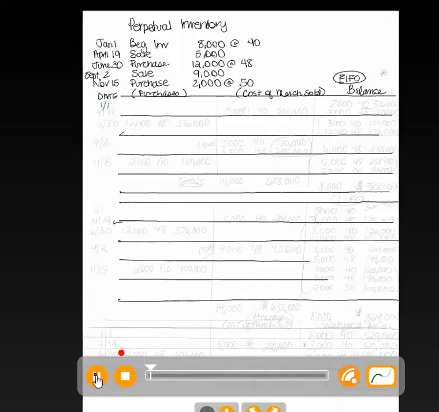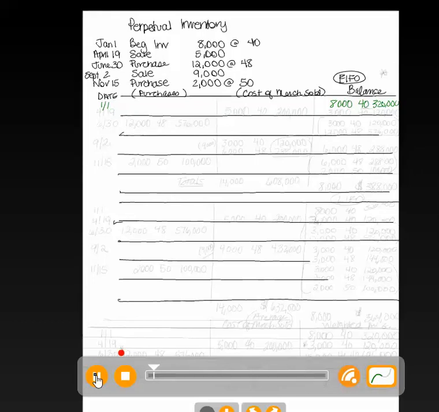January 1st, we had beginning inventory, so I'm going to go to the right column for the balance. We had 8,040 units for a total cost of $320,000.